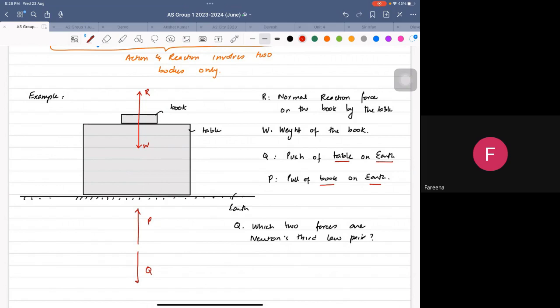Yes, sir. No, Zen is somewhat right, but yeah. So these cannot be those forces.